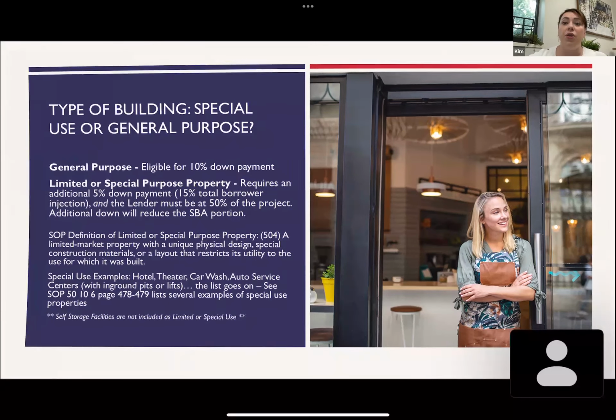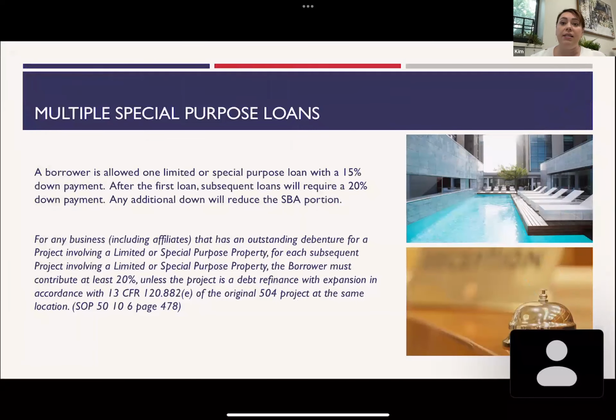Now we'll go on to our next little caveat with multiple special purpose loans. So SBA says their first special purpose loan, they can do 15%, but any subsequent one after that will be 20% down. So just keep that in mind when you're structuring your deal, there is potential with multiple special use projects to have additional down payment up to 20%.